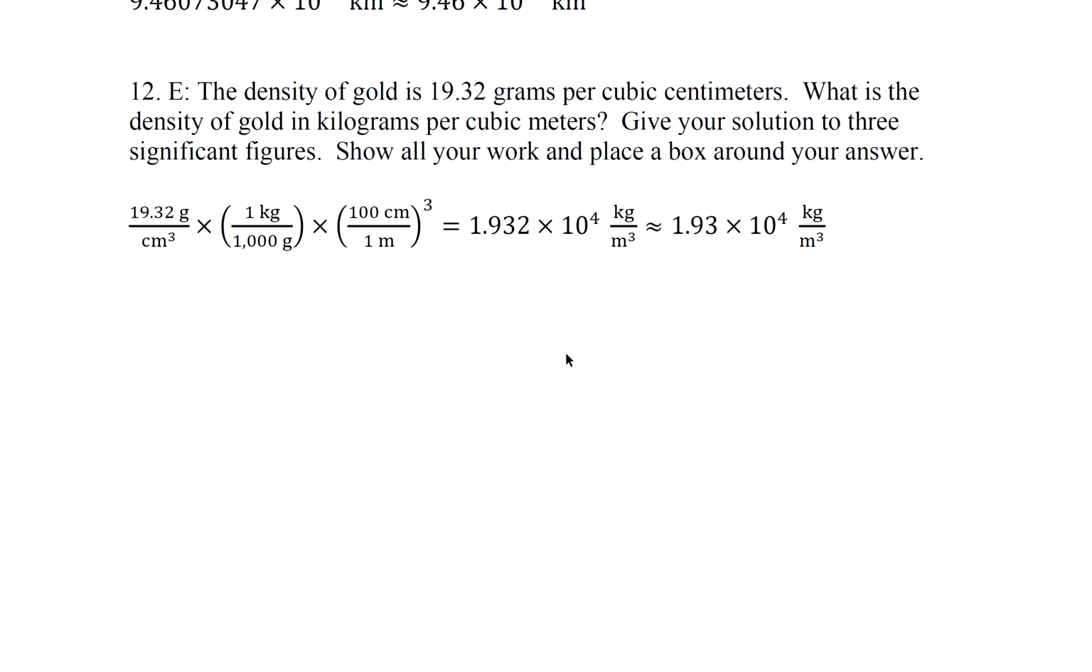Question 12, the density of gold is 19.32 grams per cubic centimeters. Cubic means to the 3rd power. What is the density of gold in kilograms per cubic meters? So we're going to go from grams to kilograms, centimeters to meters. You see there's 2 unit conversions I did because there's 2 sets of parentheses.